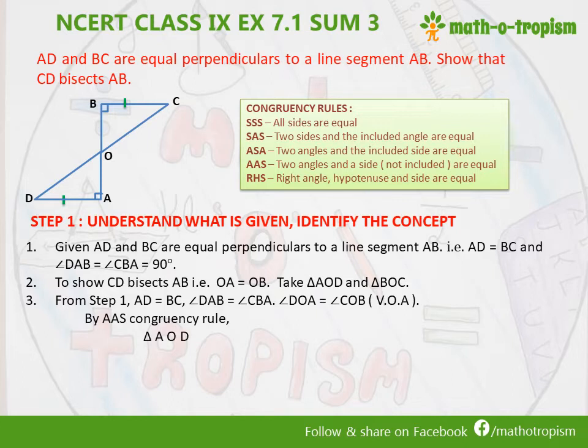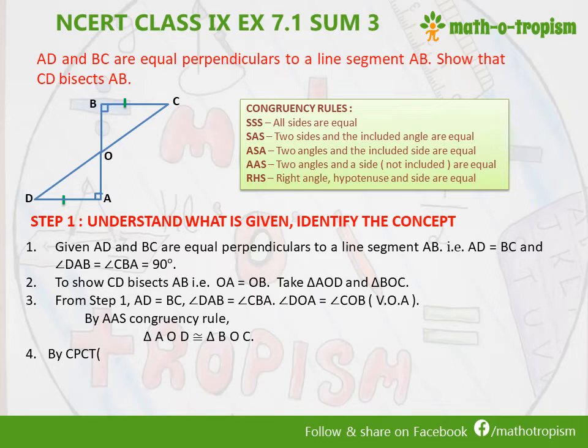So by the AAS congruency rule, we talk about the angles first. So triangle AOD will be congruent to which triangle? Angle A is equal to angle B, so triangle B, then O is equal to O, so O and the balance vertex C. So triangle AOD is congruent to triangle BOC.